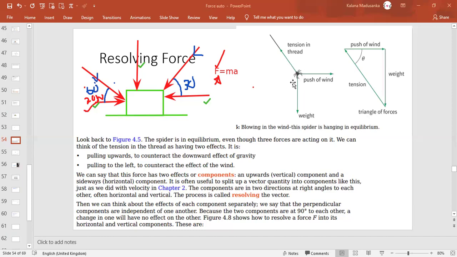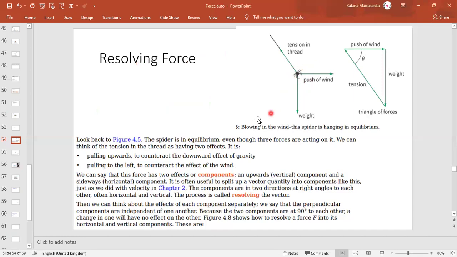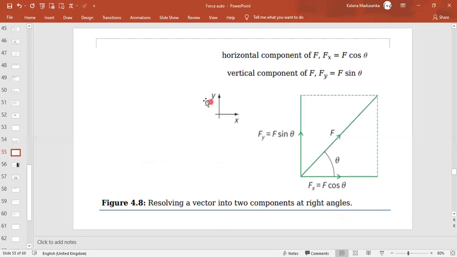I'll quickly go into that. Now you can see another force system here. Blowing in the wind, this spider is hanging in an equilibrium condition. This is the spider, and this is his thread. There's a tension in this thread. This is the force applied on him by the push of the wind, and the other one is the weight. However, this is a force system and we have to resolve the forces. It's very easy. Last week, in the last recording as well, I discussed this.